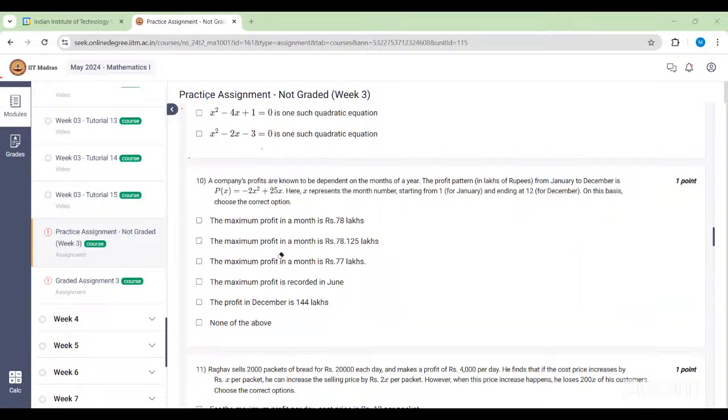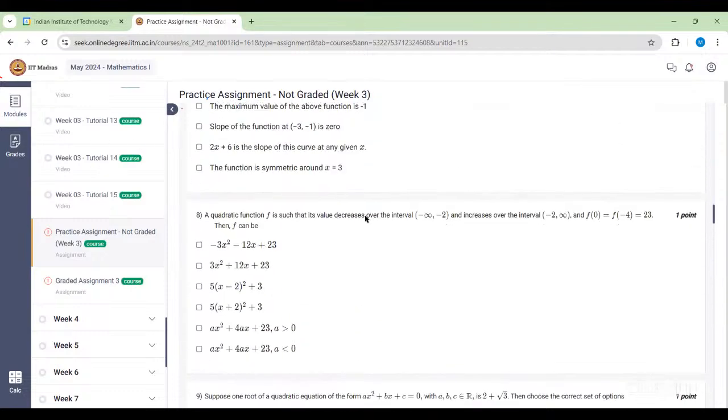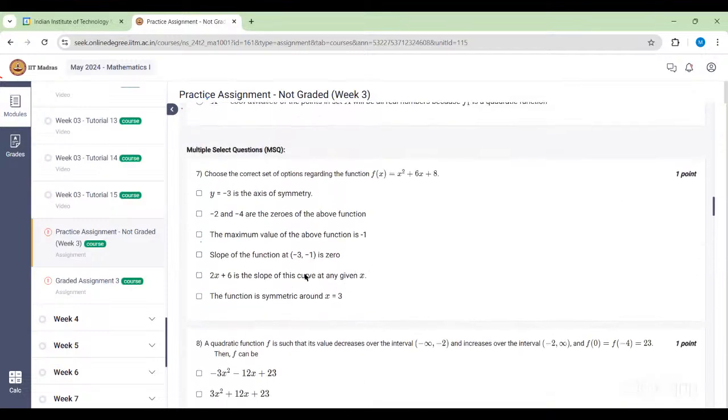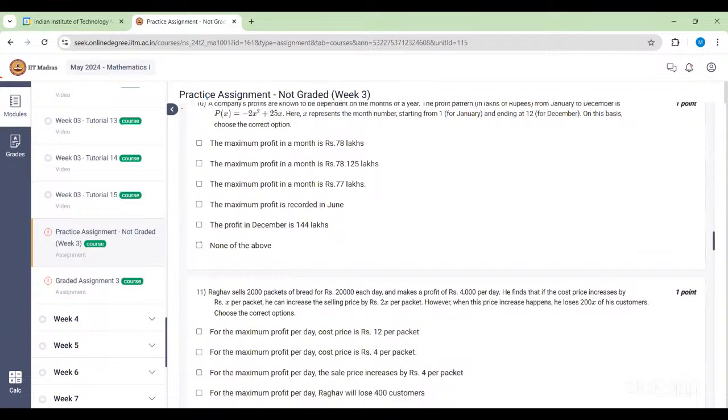6.25. Ma'am, can you take question number 11, just last? Okay. Choose the correct set of option regarding this function. So what is your doubt? In which option do you have doubts? No, ma'am, question number 11. Sorry, I thought 7.